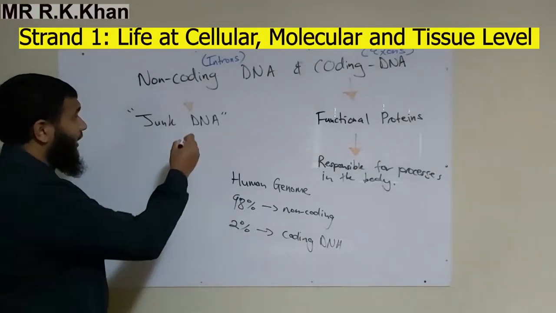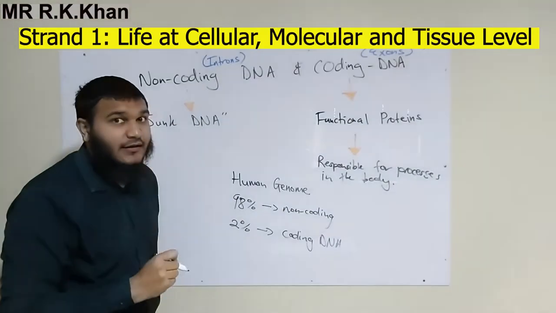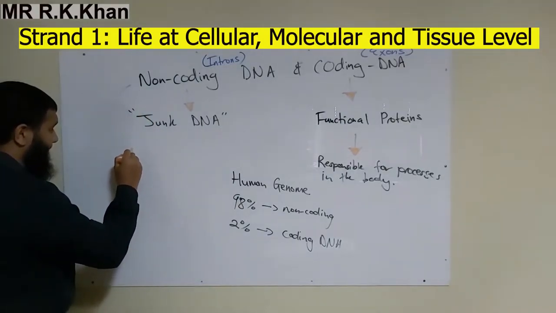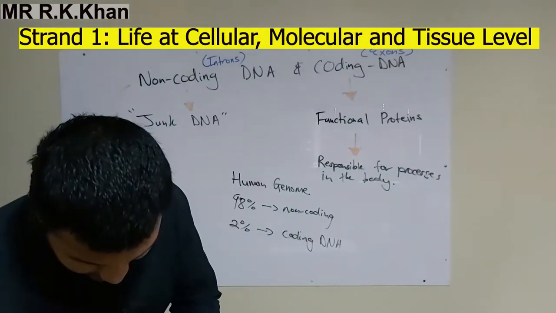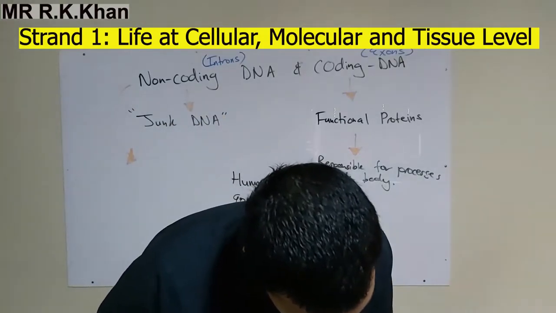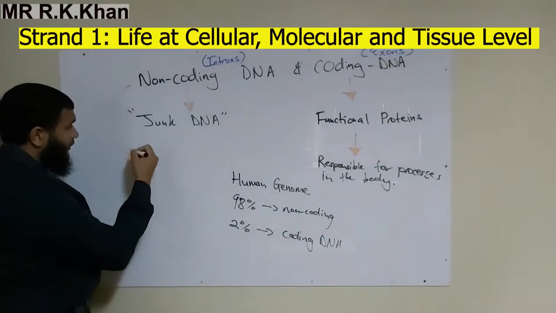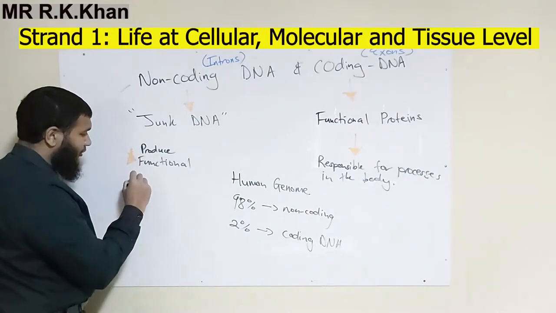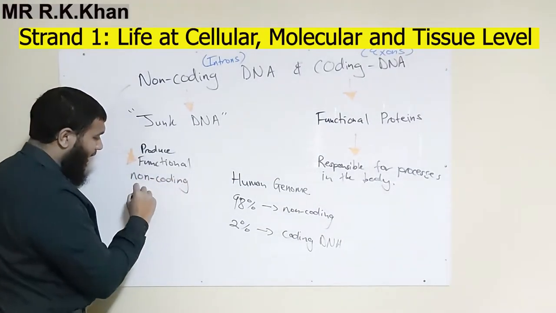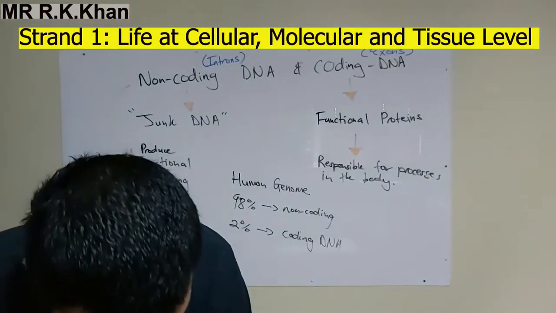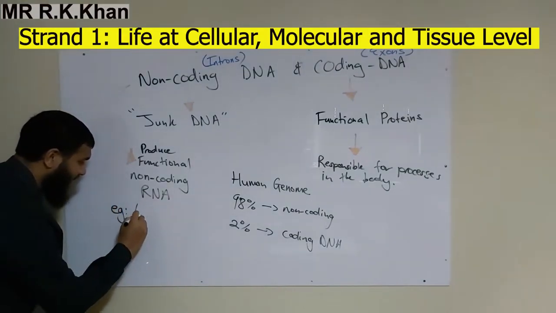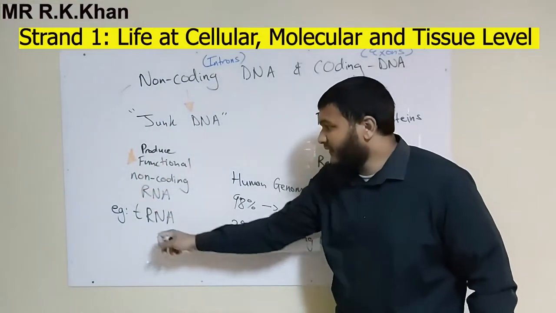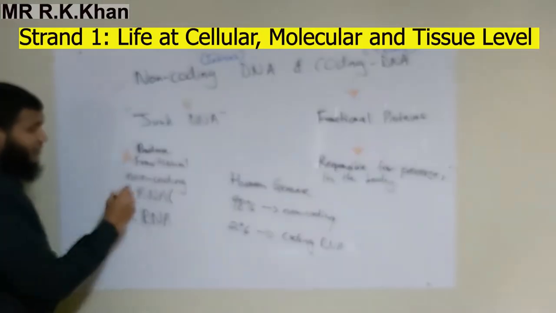Okay, great, Charles. A large portion of the non-coding DNA is referred to as junk DNA. But there is some non-coding DNA that I'll show in another color. Some non-coding DNA produces or codes for functional non-coding RNA. An example of this would be tRNA. So just take this down. I don't want to get into too much detail when it comes to this part. So some non-coding DNA produces functional non-coding RNA.